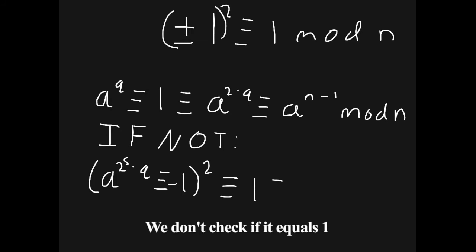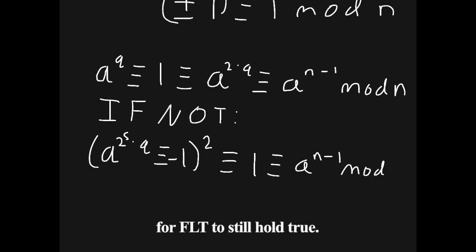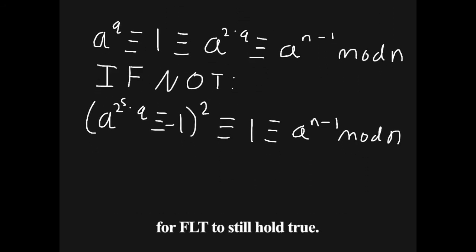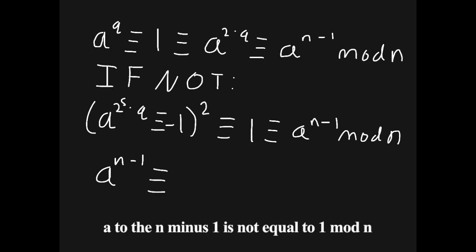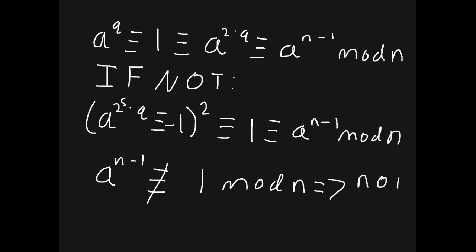We don't check if it equals 1 since the first test failed, which ensures that this is the only way for FLT to still hold true. If neither test passes, a to the n minus 1 is not equal to 1 mod n, and therefore n must be composite.